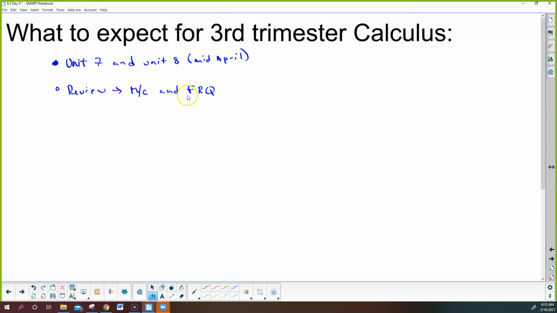The free response questions are ones where you're going to have to either do them online and submit them, or I'm going to have you handwrite them, because we are focusing a lot on notation. If you don't have perfect notation, you could miss a ton of points in the free response questions. Third trimester calculus is going to be tough.